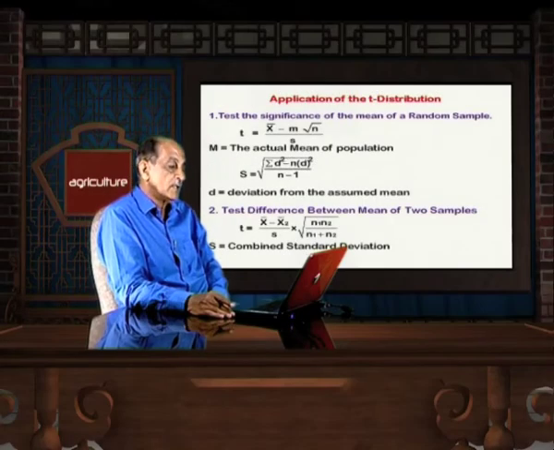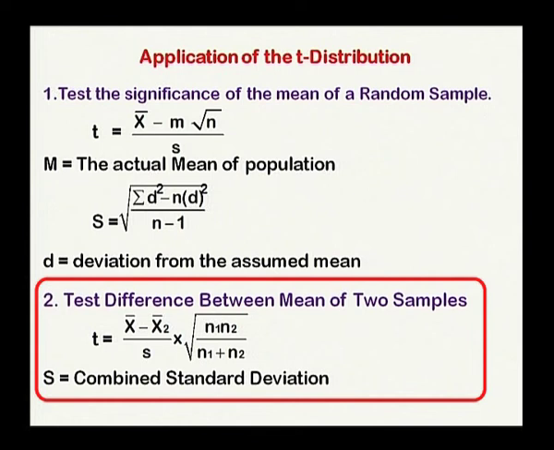Now, second is testing the difference between the means of two samples. In this case, the t test is applicable. t is equal to x bar 1 minus x bar 2 divided by s, multiplied by the root of n1 times n2 divided by n1 plus n2. Here s means the combined standard deviation.